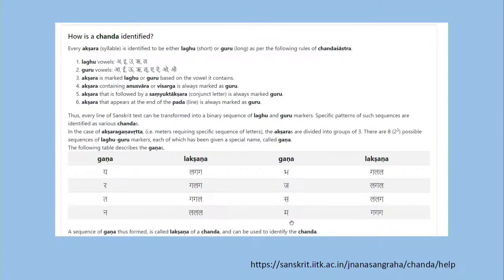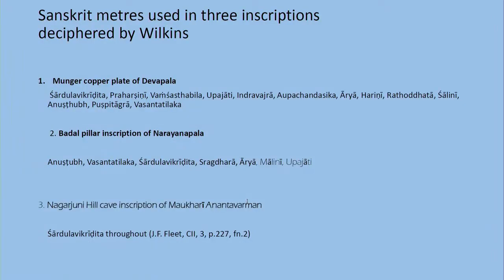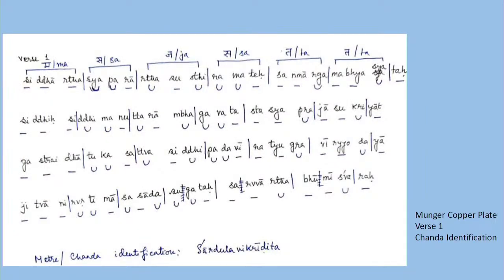Ga, ga, ga is the Lakshana of Ma Gana. So, there are patterns for other ganas also. I will share this PowerPoint with you. Now, you can identify these ganas. The sequence of gana is Ma Gana. Since 3 are Guru, you can identify the rest of the letters.